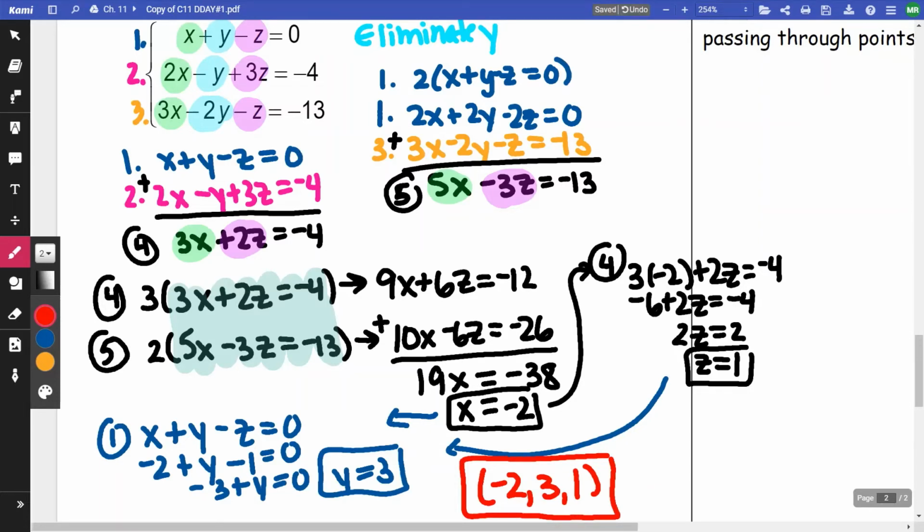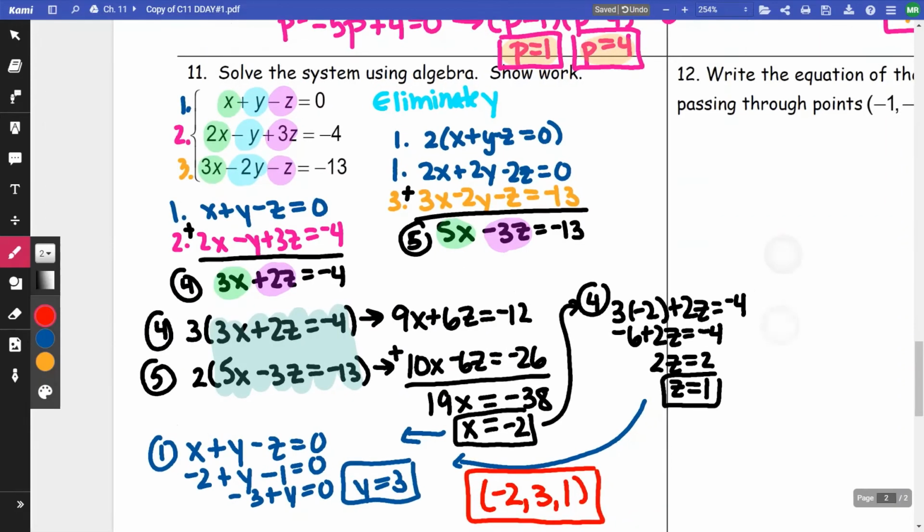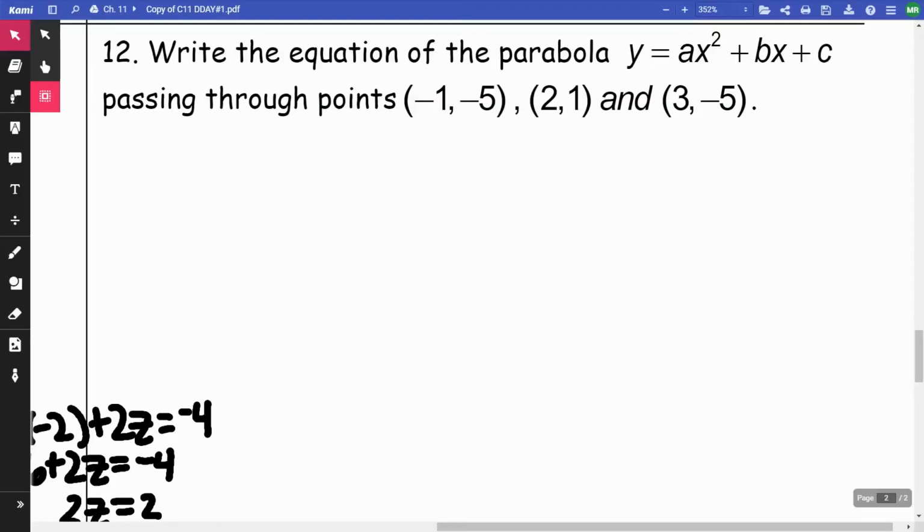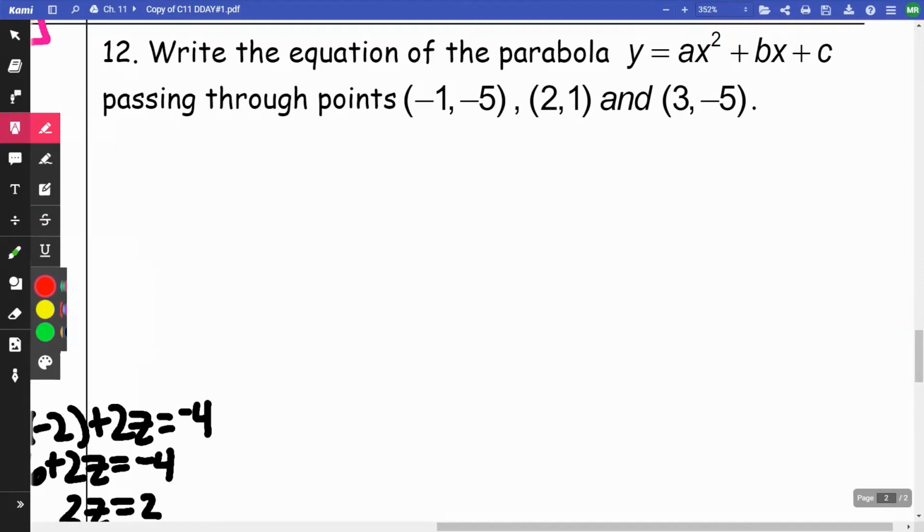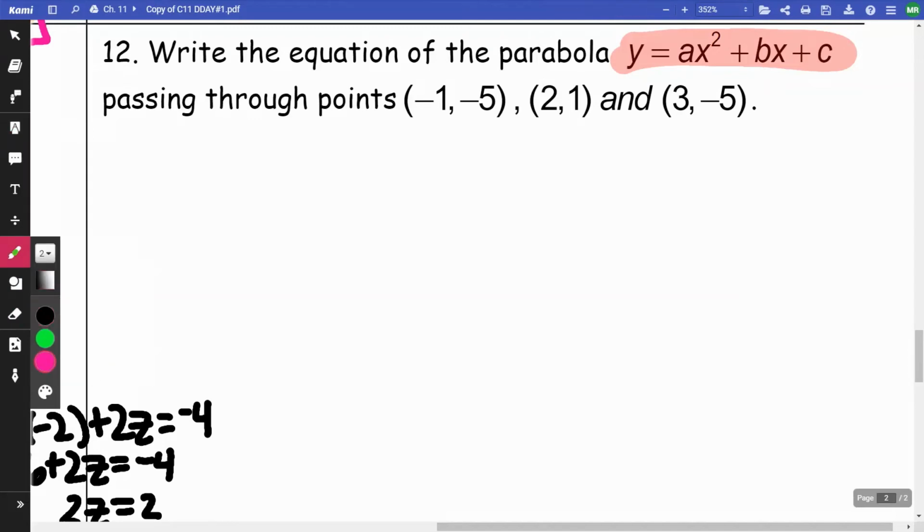On number 12, what we're going to do is substitute in our 3 points into this equation here: y equals a x squared plus b x plus c. That's standard form for a parabola. I'm going to get 3 equations.